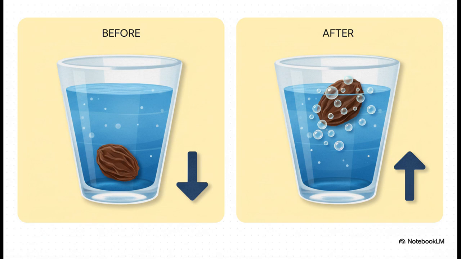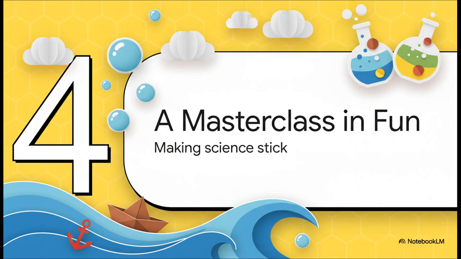So here's the crucial transformation. Let's look at it side by side. On the left, you've got your plain old raisin. It's denser than the soda, so it sinks. Simple. But on the right, you have a raisin that's covered in those bubble balloons. Suddenly, that whole package, the raisin plus the bubbles, is actually less dense than the soda. So it floats to the top. And then, when the bubbles pop at the surface, the raisin gets heavy again, sinks, and the whole dance starts all over again.